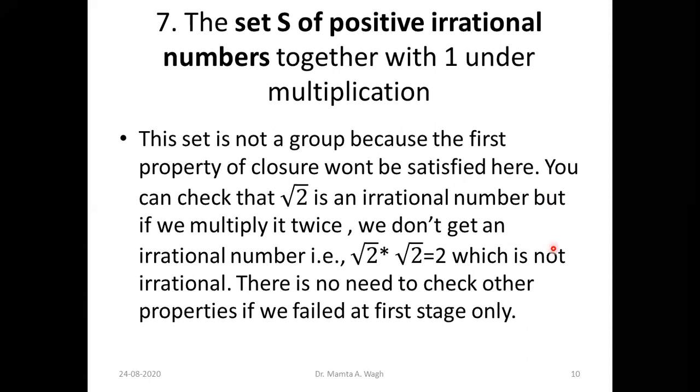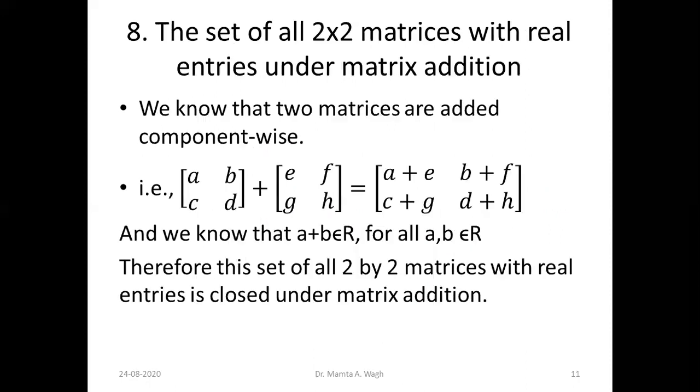So here we have given this counter example. You can take this irrational number, square root of 2, and multiply it with itself. So root 2 into root 2 is 2, which is not an irrational number. So the closure property is not satisfied, so it fails at stage 1 only. So there is no need to check the other properties. So it is not a group.